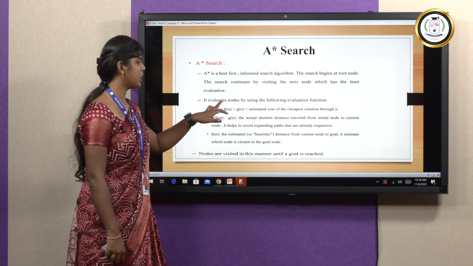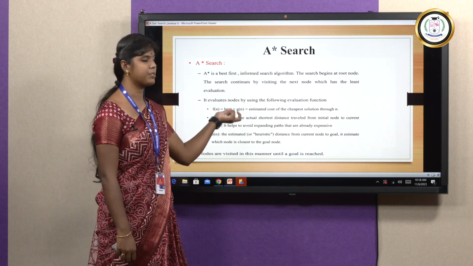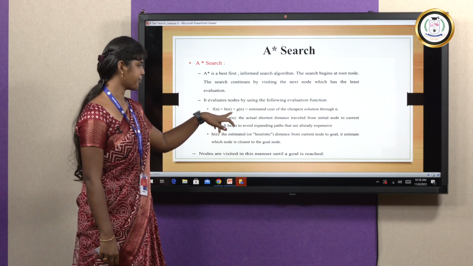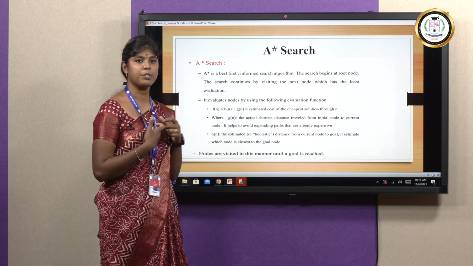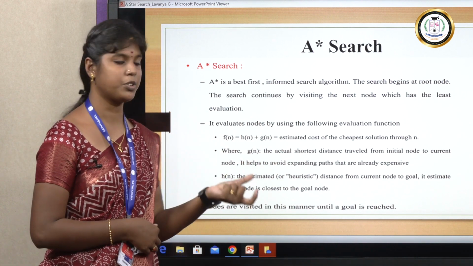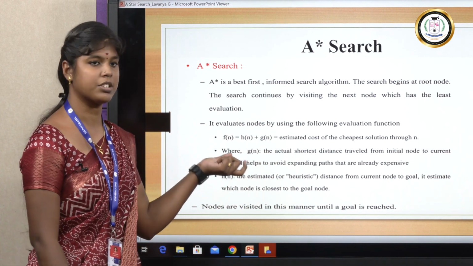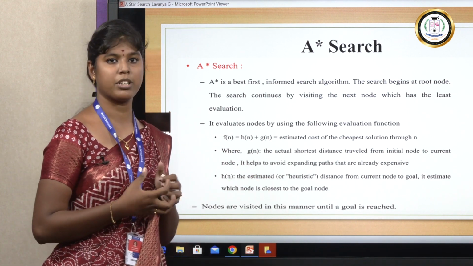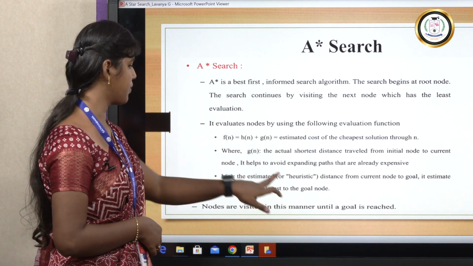To evaluate the least solution, we have the formula f of n is equal to h of n plus g of n. Here g of n is the estimated cost, that is, the shortest distance to the node you are going to reach. The next one is h of n, which is the heuristic function. The heuristic distance is the approximate value. So you have to evaluate f of n is equal to h of n plus g of n.